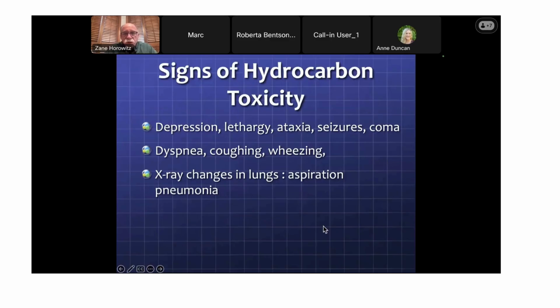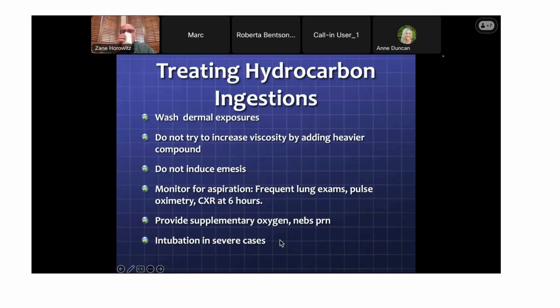Hydrocarbon, if you're inhaling it, you can get CNS depression up to seizures and coma. You can get coughing and wheezing and gasping, asthma-like symptoms, and then looking for changes on the x-ray, of course, like we talked about. Most dermal exposures can just get rinsed off. If they drank it, we just talked about do not induce emesis. You can try to rinse out their mouth gently with a tiny swig of water to get that cleared. But it's basically standard care: 6 hours, exams, pulse ox, chest x-ray, and oxygen if their pulse ox falls.